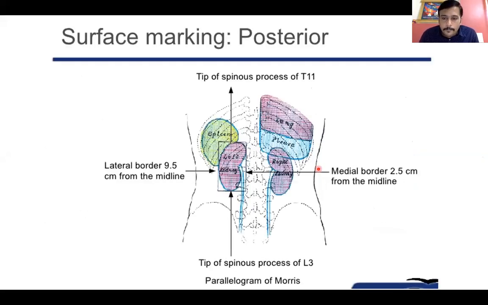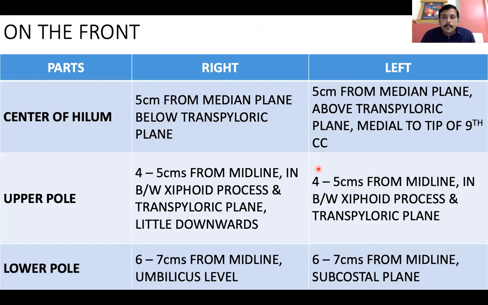Coming to the front, how can we locate the kidney on the anterior abdominal wall? We can locate the center of the hilum, the upper pole, and the lower pole of both the right and left kidneys. First, we'll see how the center of the hilum can be located in the right kidney. The right kidney hilum is located 5 centimeters from the median plane, below the transpyloric plane.